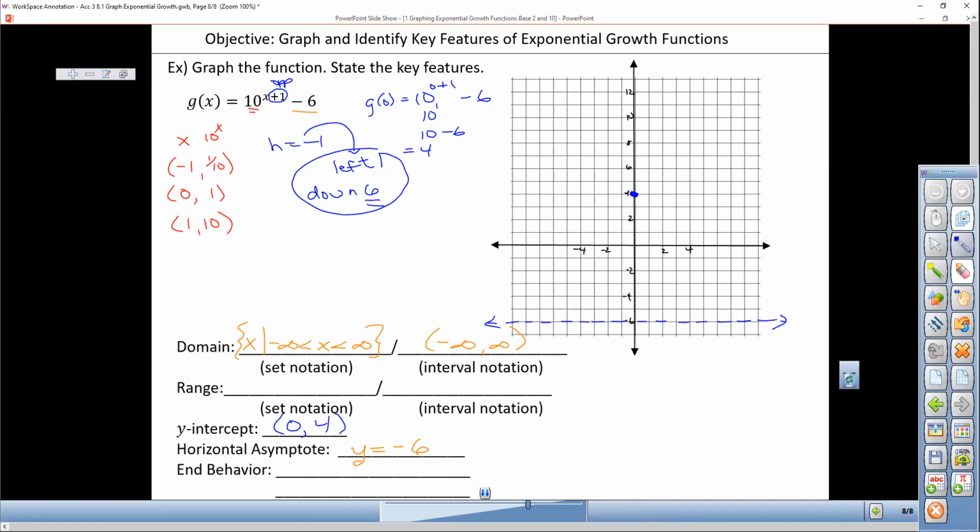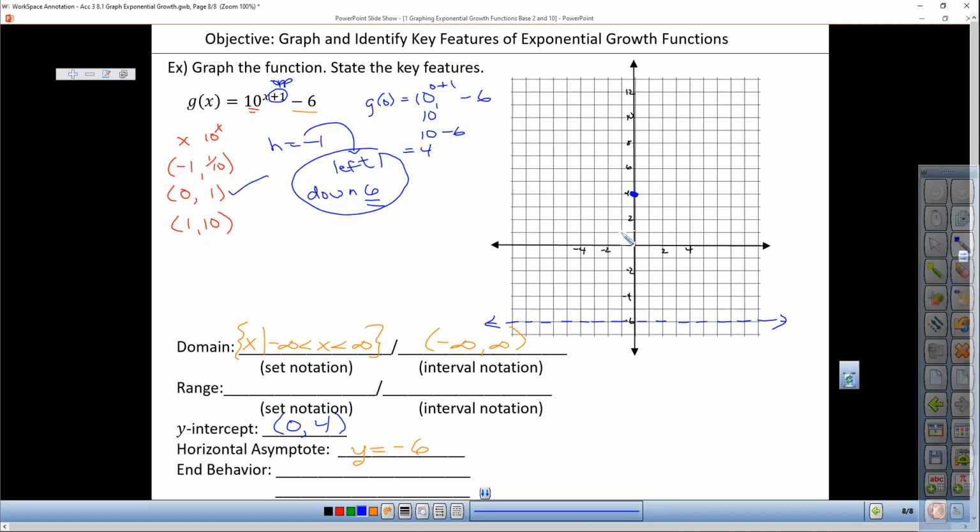So let's go back to my 0, 1 point. So here's 0, 1. It's going to go left 1, now down 6. 1, 2, 3, 4, 5, 6. That is making more sense now. And then I have the -1, 1/10, which will move left 1 and down 6. And now it's right above that asymptote. That's what I was expecting.